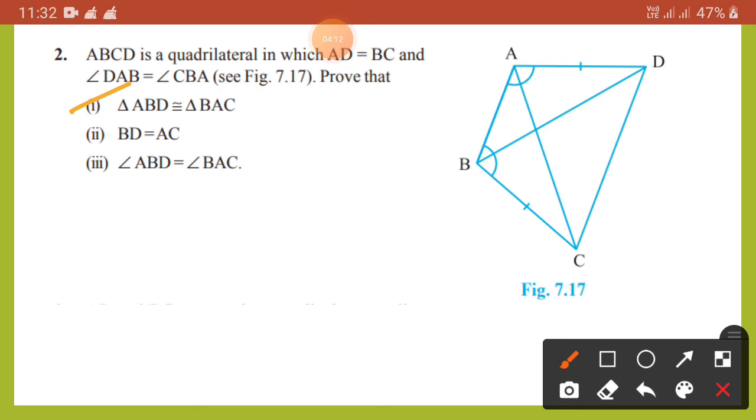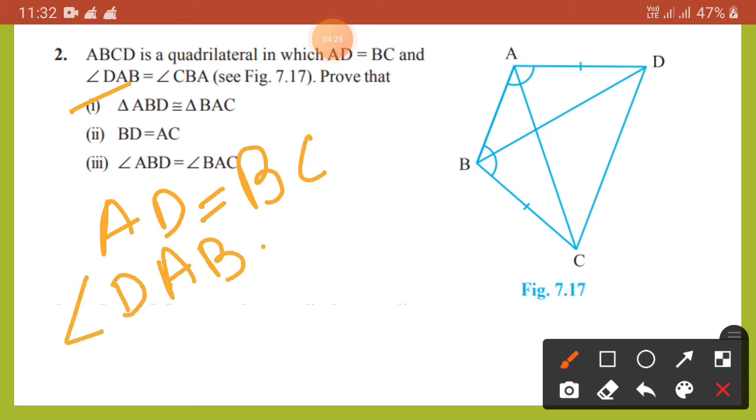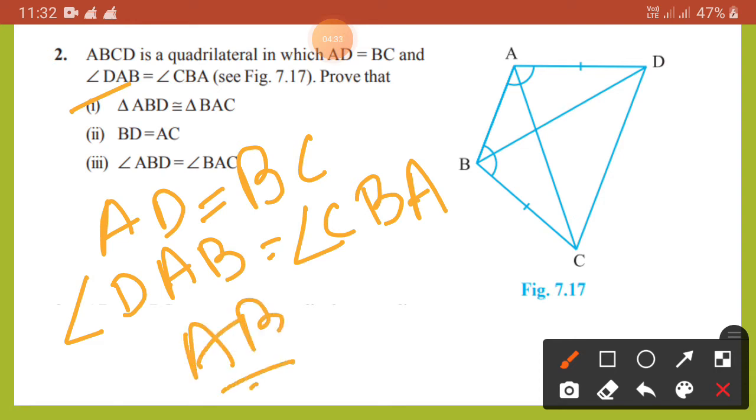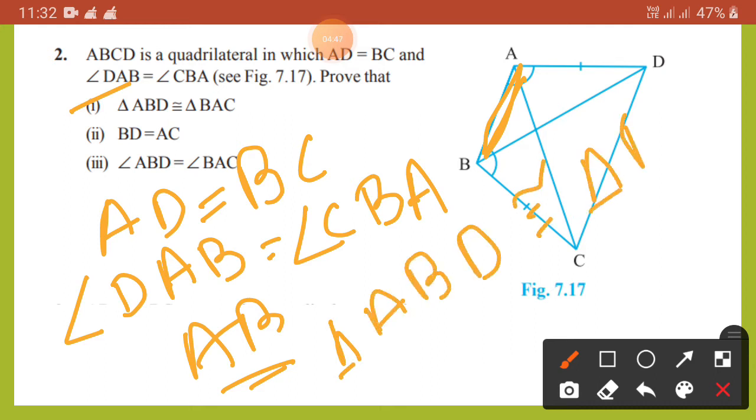Look at the figure very carefully. In the given figure, ABCD is a quadrilateral in which it is already given that AD equals BC and angle DAB is equal to angle CBA. Already given in the question. And now AB is the common arm in both of the triangles. So by SAS congruence, easily you can say that triangle ABD is congruent to triangle BAC.